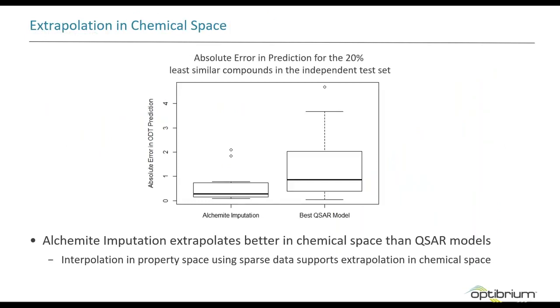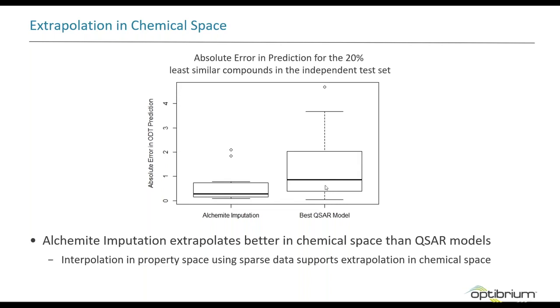We also examined how the model performs with regards to the chemical space. So we've compared the Alchemite imputation model with the best QSAR model for the ODT, with regards to the top 20% of the test compounds that are least similar to the training set. So we've seen that the compounds within the test set that are least similar to training show the highest error within the QSAR model.